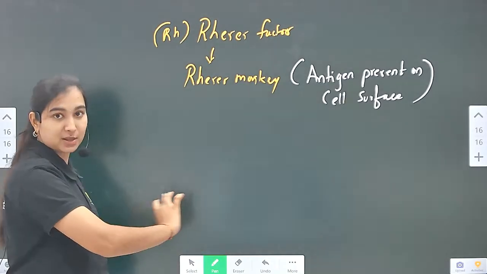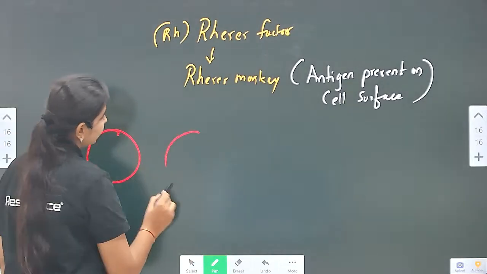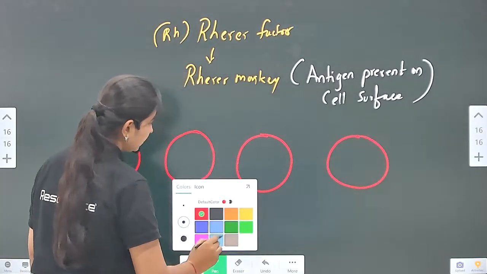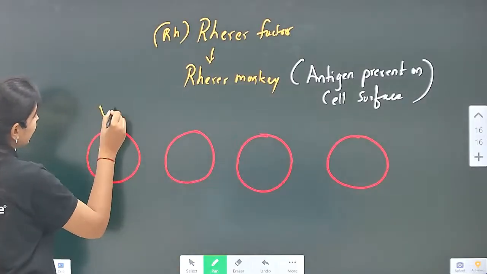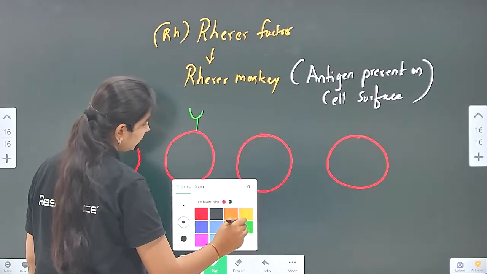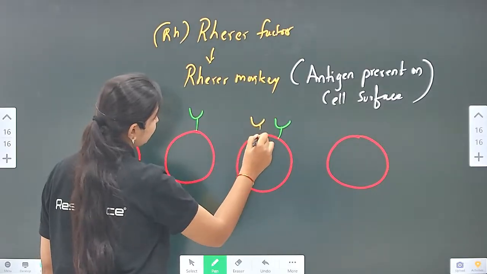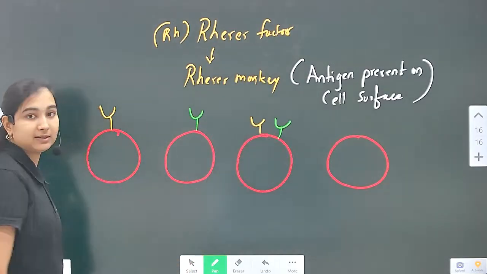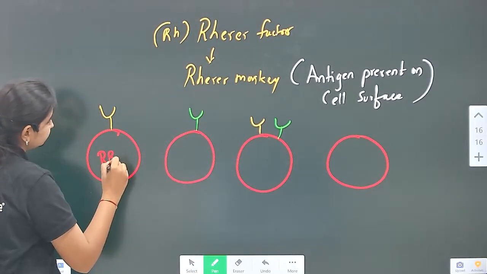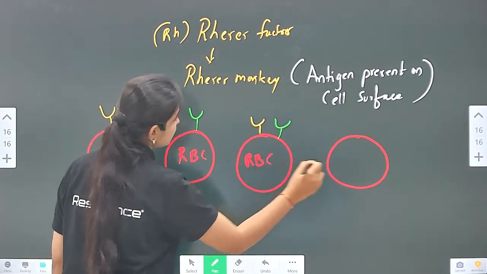Now for example, I think you are all used to it now, but let me just quickly draw. I'm using the color red for drawing the RBCs. Now here students, this is your A blood group. This is your B blood group. This is your AB blood group and you don't have anything there, right? Okay, so what are these? These are your RBCs. These are all your RBCs.